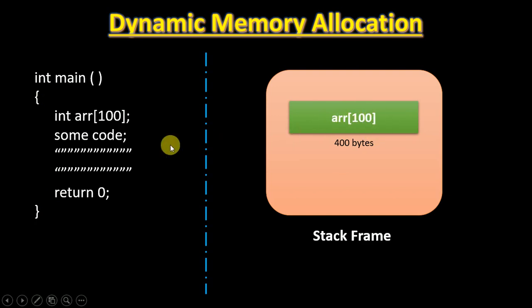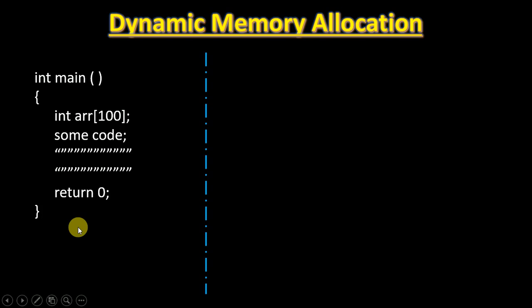So even though you don't want this array after some particular line, maybe after some 100 lines, you cannot remove it from the memory. It will be available, you cannot free it, and it will be freed only when the function is getting closed. Once the CPU hits the closing curly brace, it will be removed from the stack frame, and the entire stack frame will also be removed. You won't have control over it.